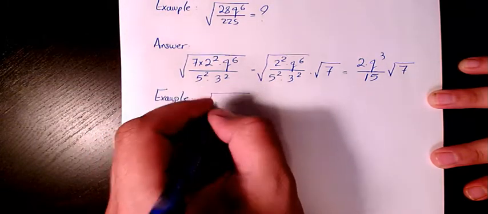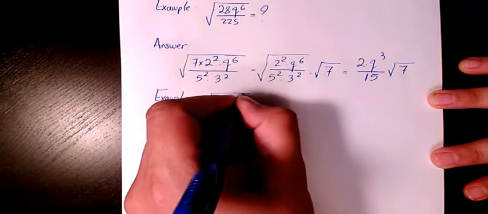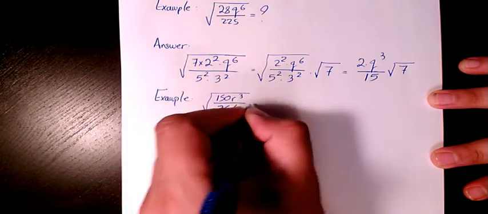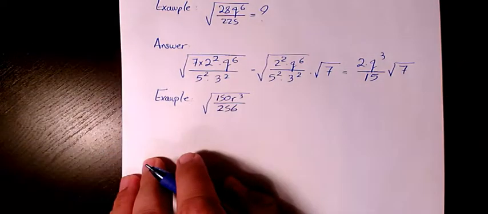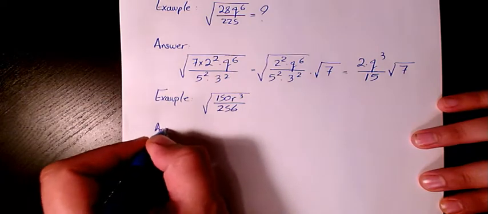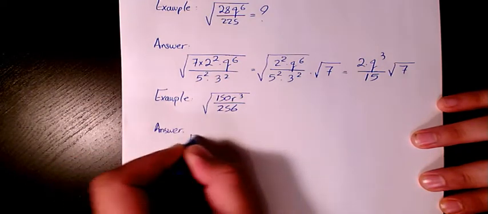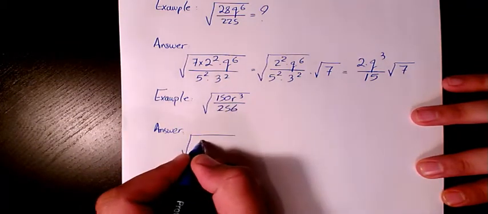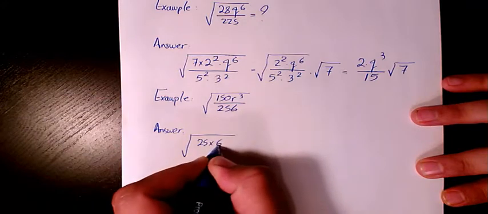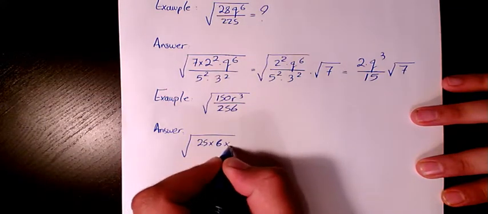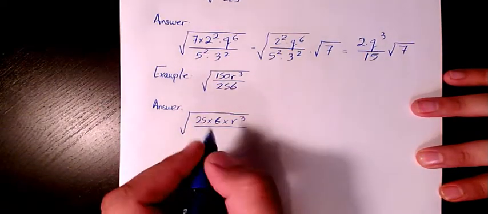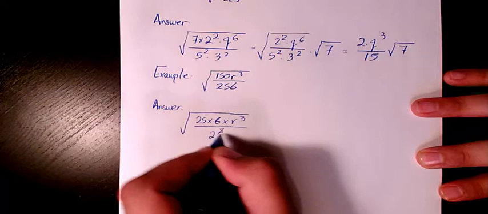Square root of 150 r cubed divided by 256. The answer is 150 is 25 times 6. So it's going to be 25 times 6 times r cubed. 256 is 2 to the power of 8.